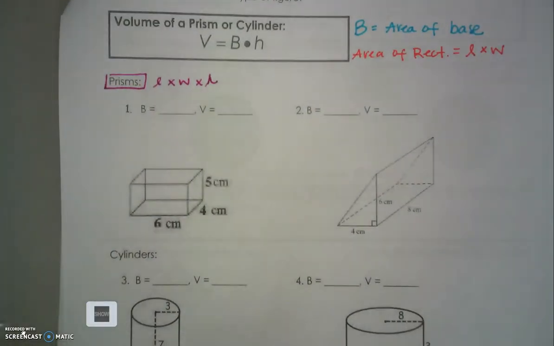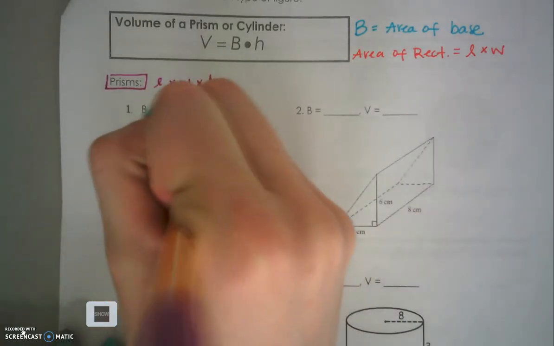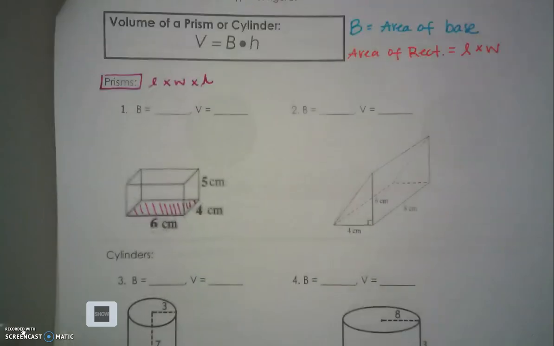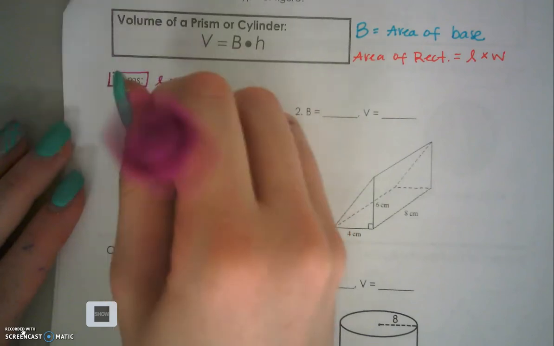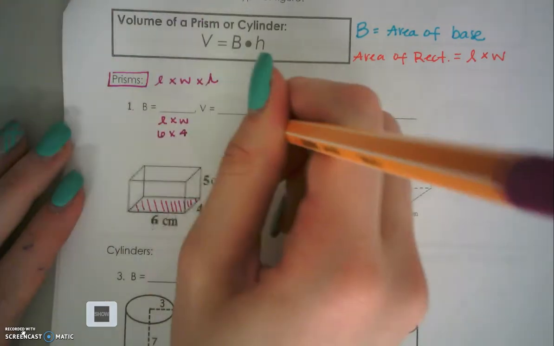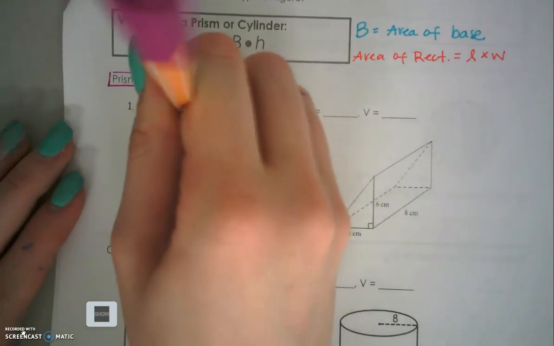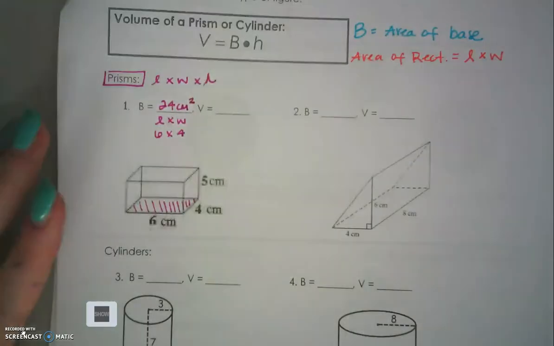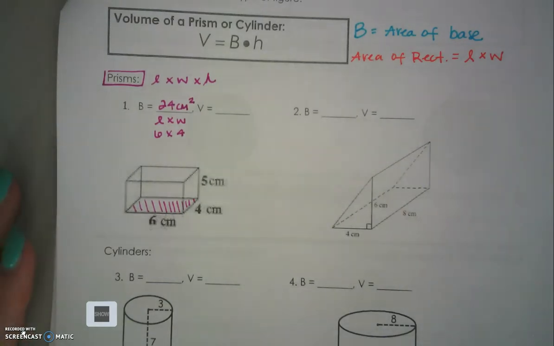So looking at this first example here, my base is a rectangle. This bottom part is the base. So when I'm finding the area of the base here, this is length times width, which is 6 times 4, which we can state as 24 centimeters squared. Remember, when you find the area of a figure, your units become squared.